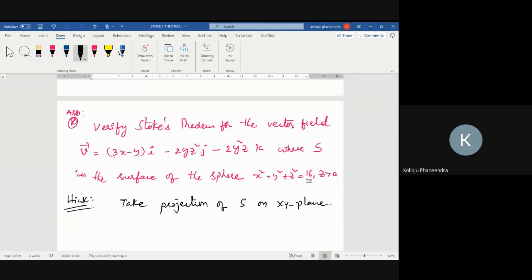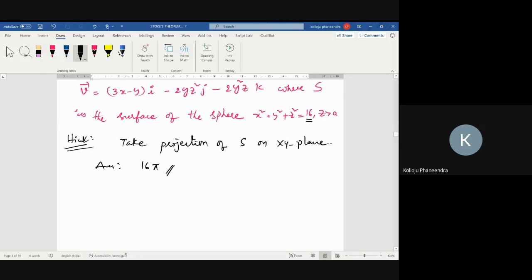Previously it is 1 square, now it is 4 square. So the answer is 16 pi. Left limit and right limit, there is no change at all. And what is C here? Still any doubt? Here C is the boundary of the circle.